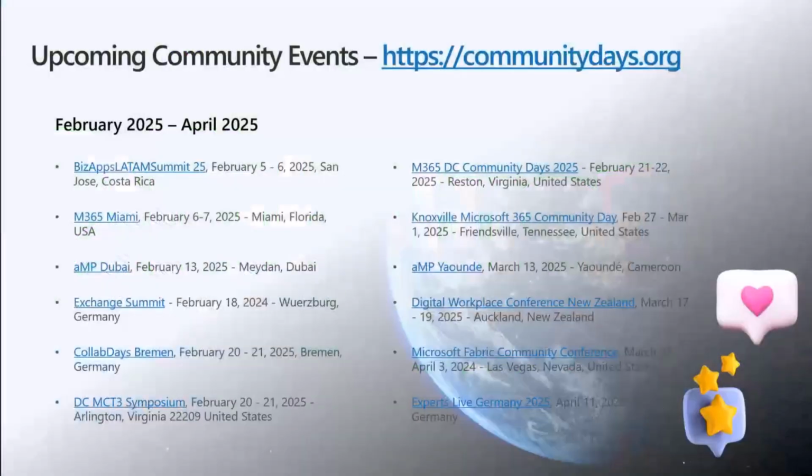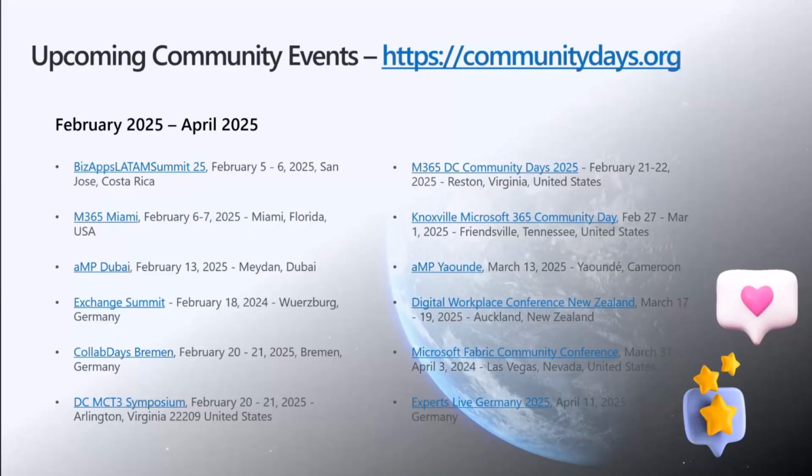On top of these big conferences, there are a lot of smaller conferences happening, and for all of these conferences, you can always go to communitydays.org. You can find conferences all around the world, from San Jose, Costa Rica, to Dubai, to Cameroon, to New Zealand. So there are a lot of conferences all around the world. So please take advantage of these. Some of these are free. Some of them might be virtual. Some of them might have a small cost, but that's only to cover the cost of organizing things. So if you go to communitydays.org, you will find all of the details on the conferences from there.